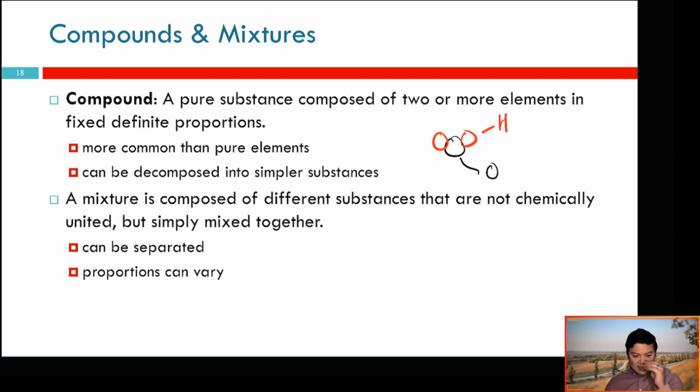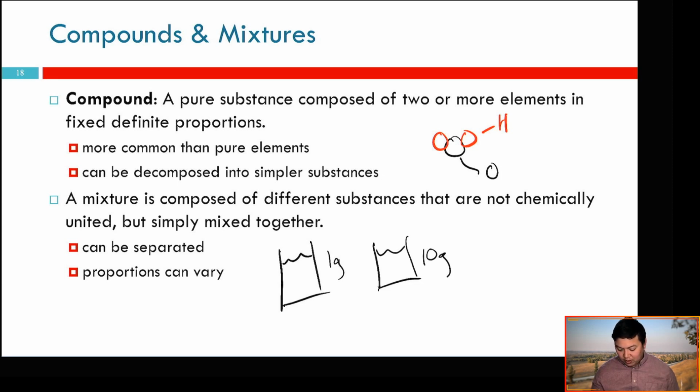And in a similar way, when you add sugar to water, the sugar is not chemically binding to the water. It's just mixing in. One of the important things about mixtures is that they can be separated physically, and their proportions can vary, right? So we can have a mixture with a little bit of sugar. We could have 1 gram of sugar, or we could have the same amount of water and 10 grams of sugar. And those are both still mixtures. The proportions don't change whether or not it's a mixture.